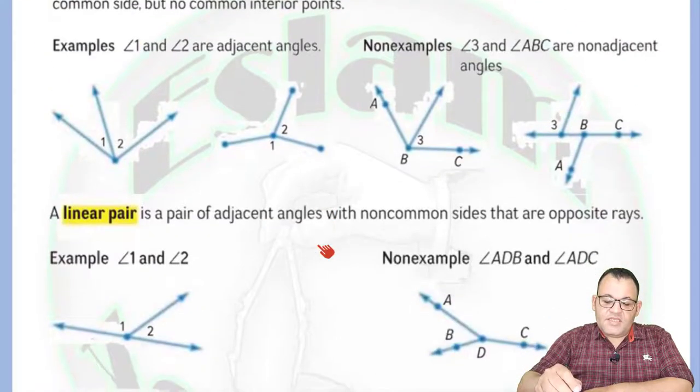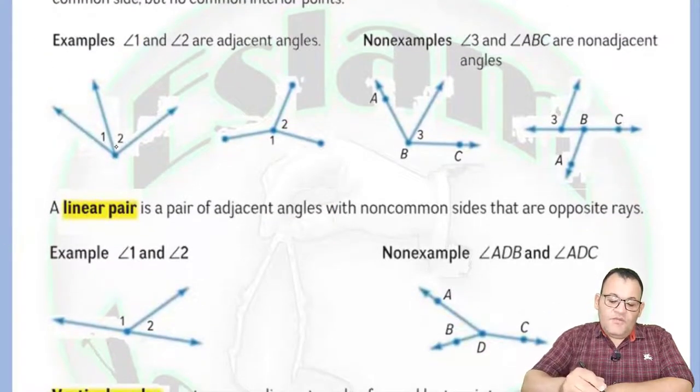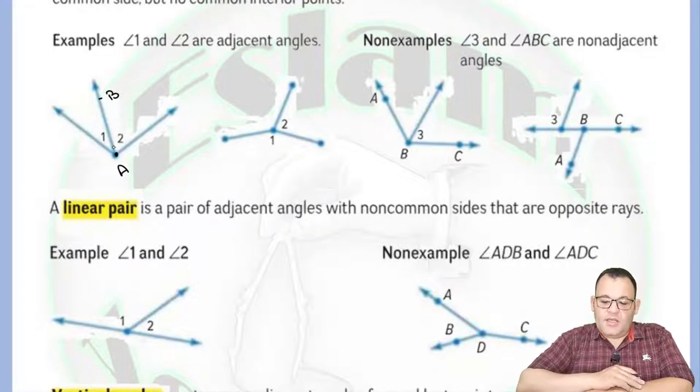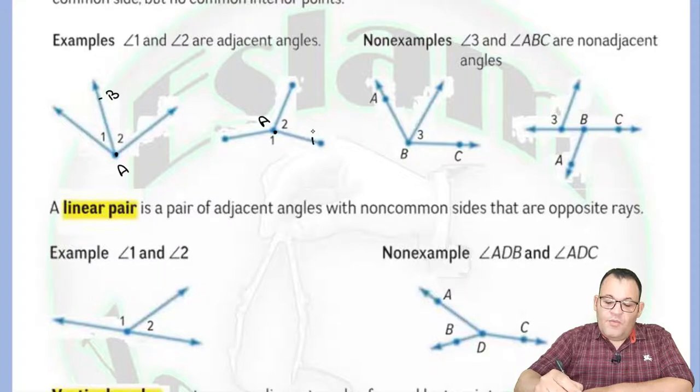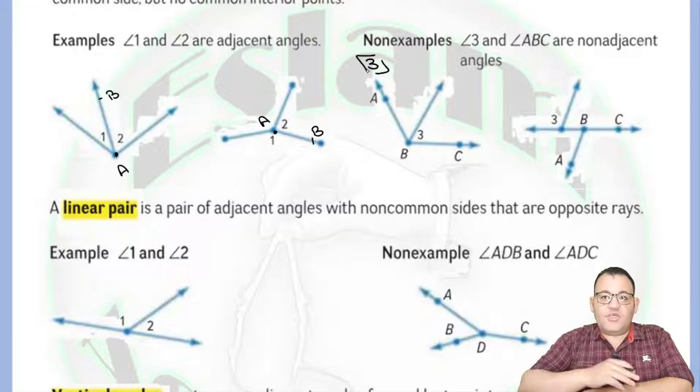We can find that in example number 1 and number 2. You will find that we have a common vertex and we have a common side. The same vertex for angle number 1, and suppose that this side is called AB. The side AB belongs to the first angle and also belongs to the second angle. We can find that also in example number 2. We have a common vertex and suppose that we have AB belonging to angle number 1 and to angle number 2.